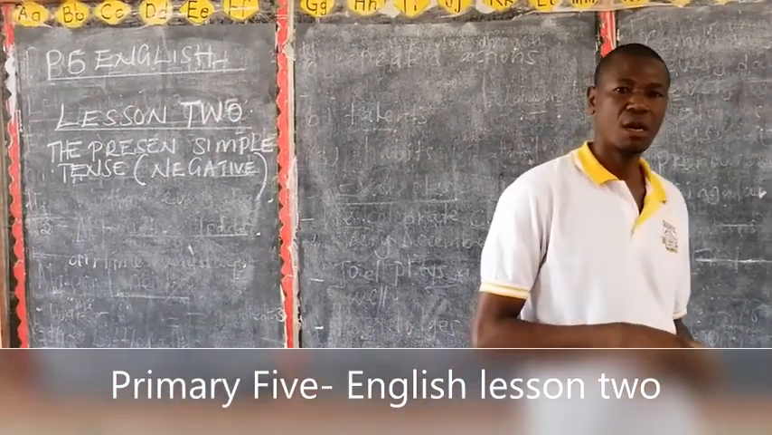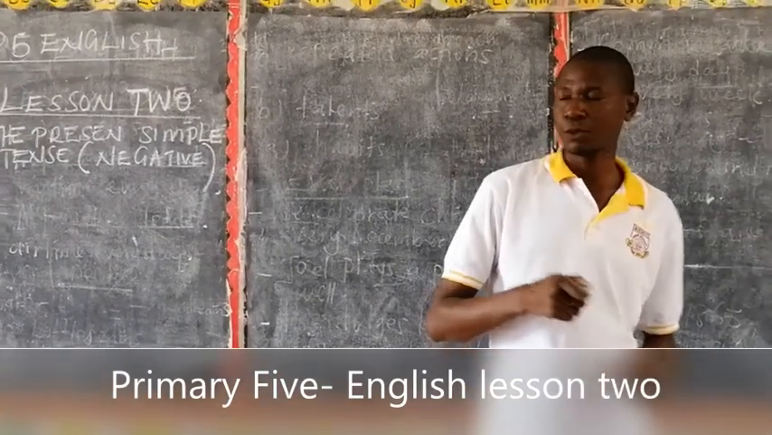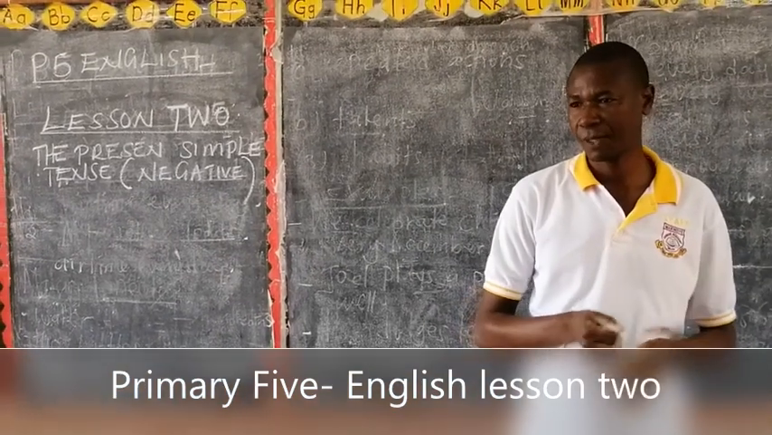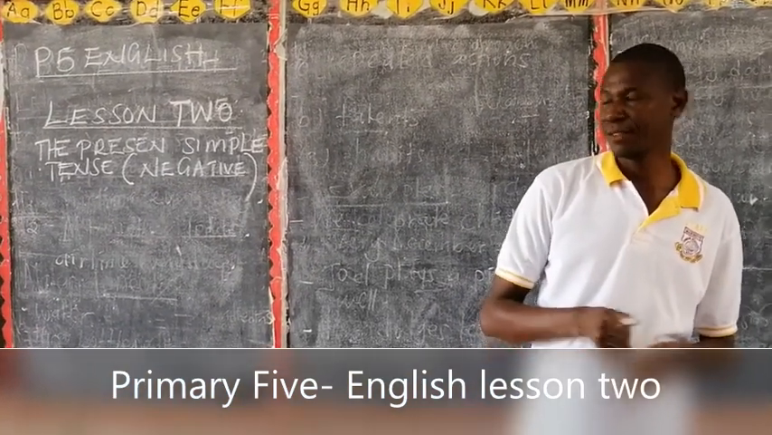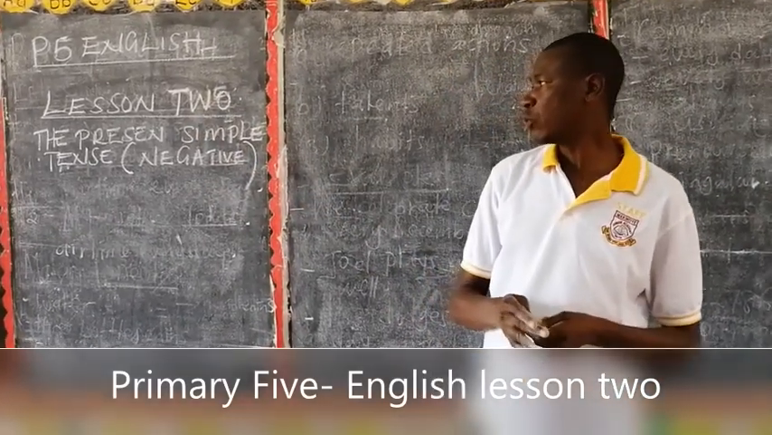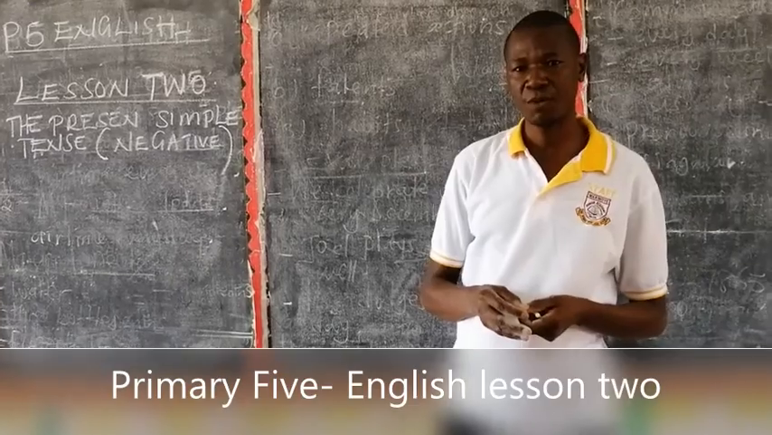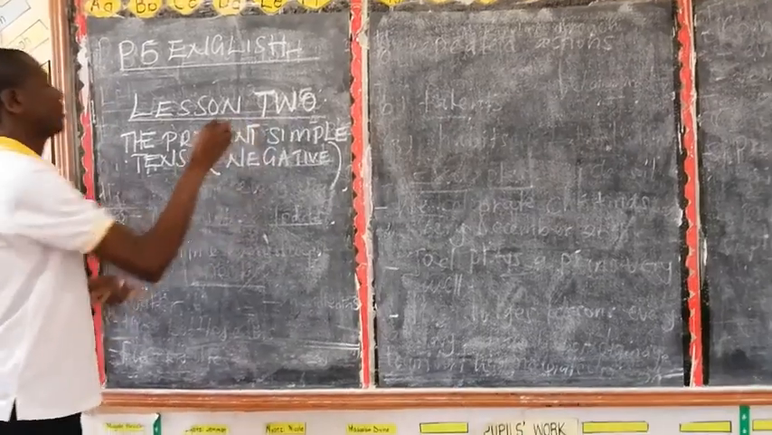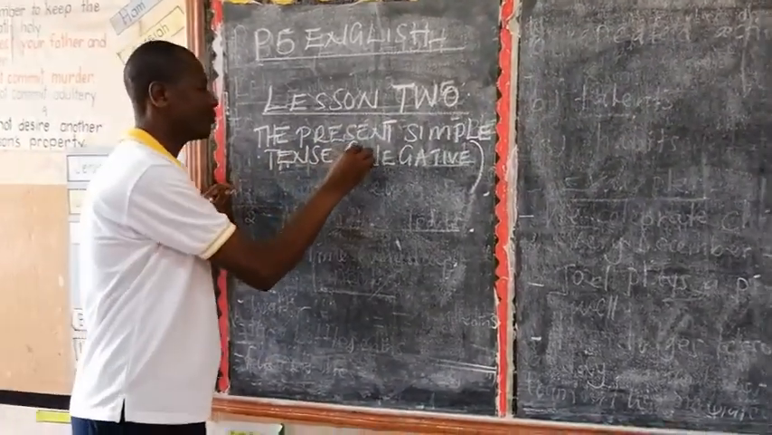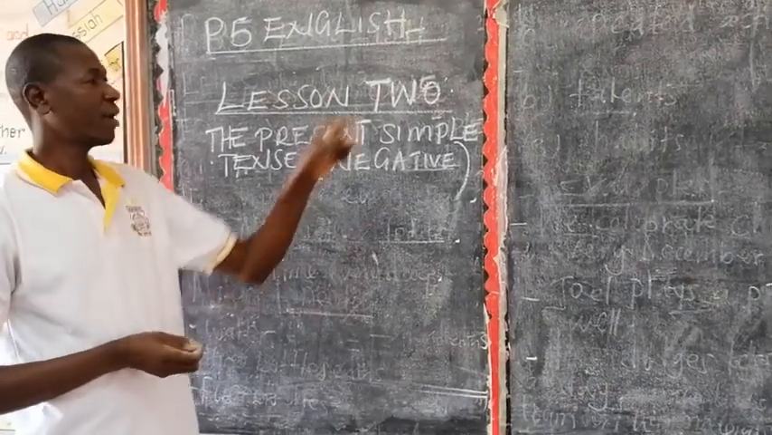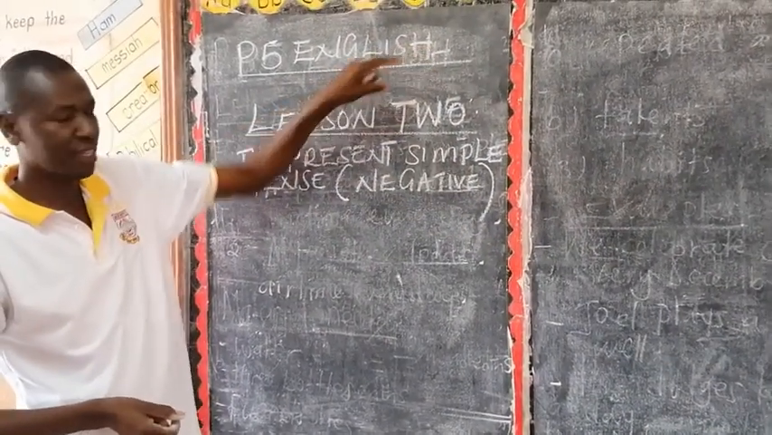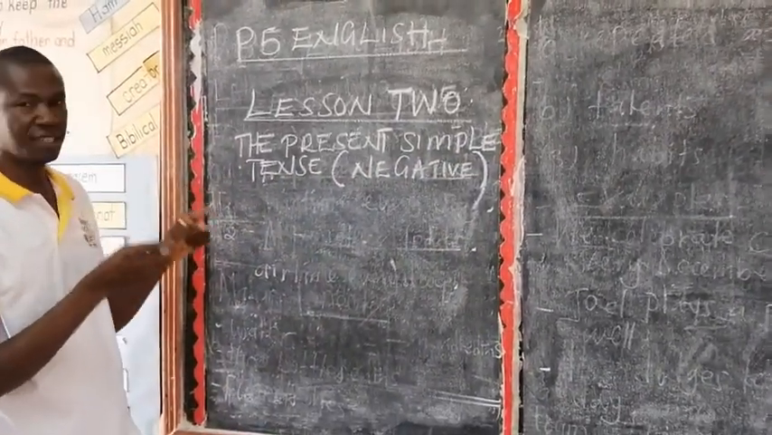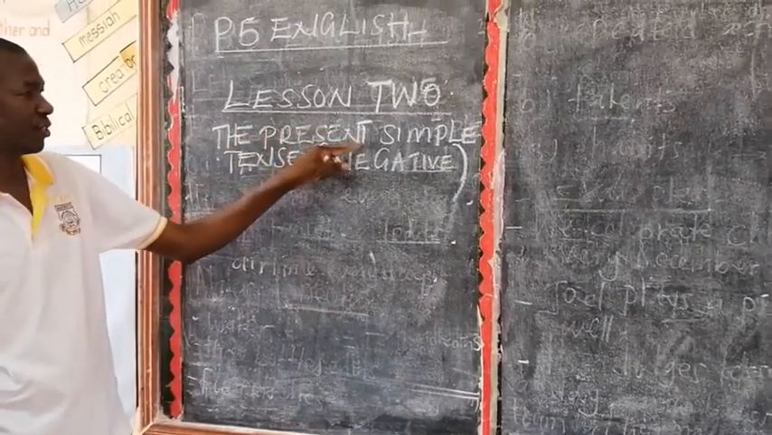Remember the other time in our first lesson of P5 English, we talked about the present simple tense. And even in this second lesson, we are talking about the same, but in another form. So today, we want to look at the present simple tense in negative form. Remember, we have negative, positive, and interrogative. So today we want to see how to write sentences in negative under this tense called present simple.